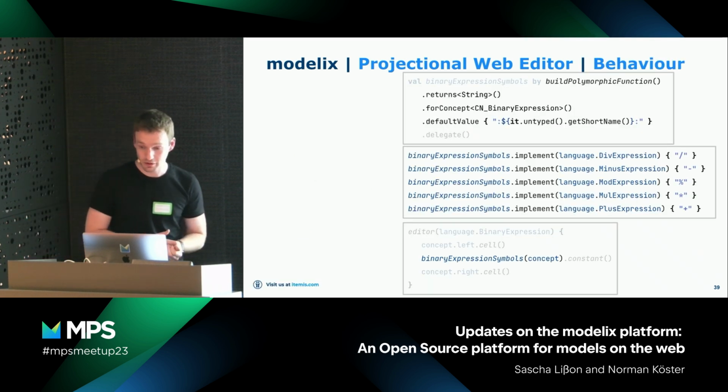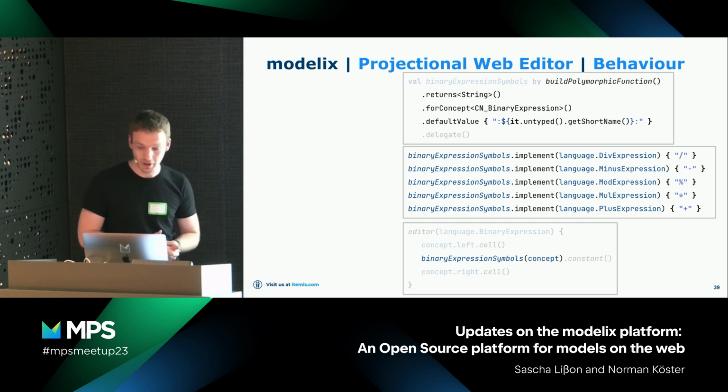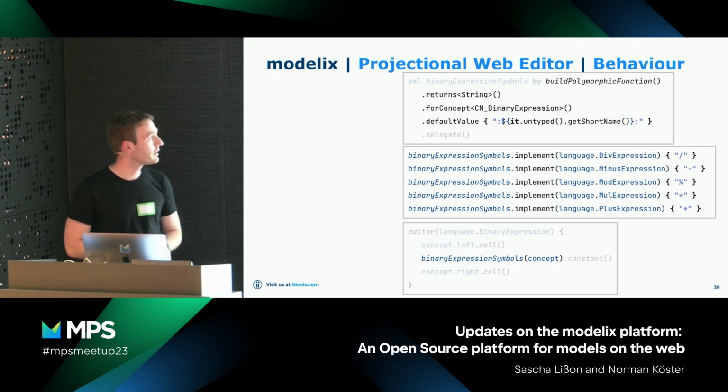The behavior is always useful if you define an editor for some super concept, but at some locations you want to have extensibility. So the behavior is often used in MPS to make things extensible. And in modelix, they are just called polymorphic functions. You define a function for some super concept, and for all these subconcepts, you can provide these implementations. And then when you invoke such a function based on the provided parameter, the most specific implementation is selected and executed.